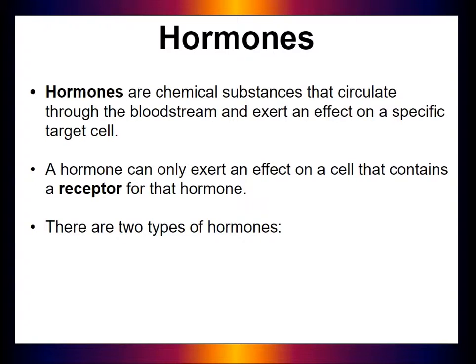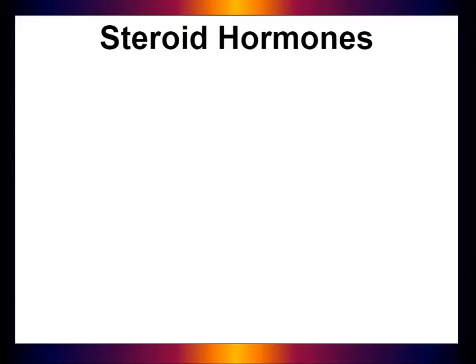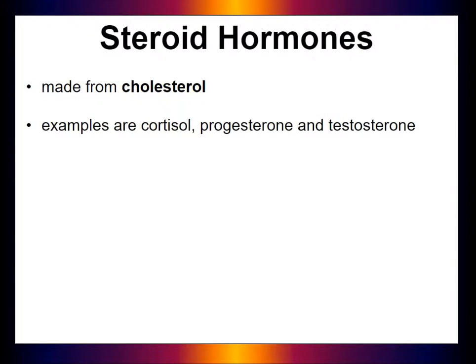So there are two types of hormones we're going to look at: steroid hormones and protein-based hormones. So steroid hormones are made from cholesterol. You might remember hearing about cholesterol when you were studying the fluid mosaic model of the cell membrane. And cholesterol can embed itself in the cell membrane because it is mainly hydrophobic. This is the same for steroid hormones. They're based on cholesterol and they are hydrophobic, which means they don't like water. Some examples of steroid hormones are cortisol, progesterone, and testosterone.